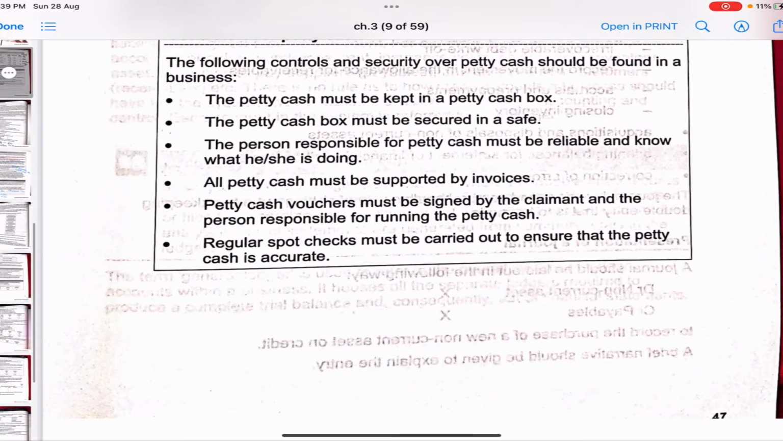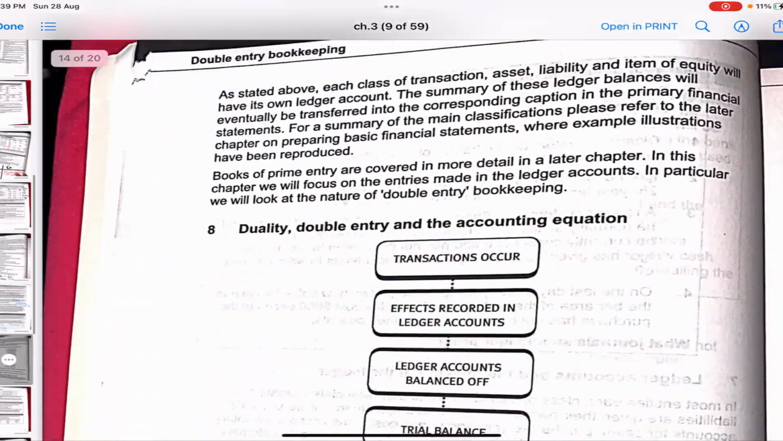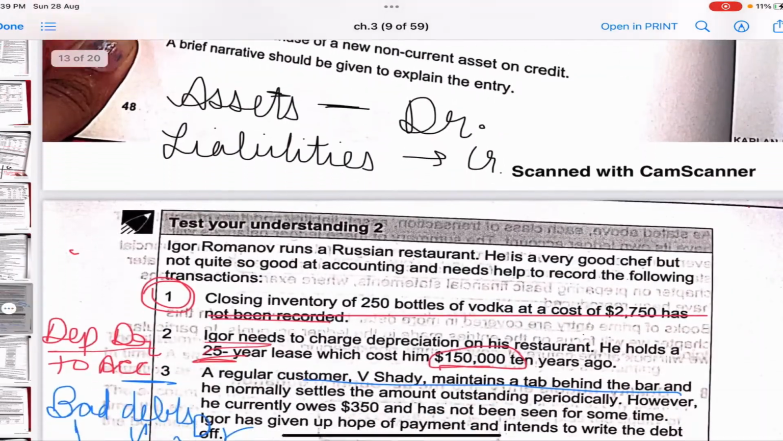Let's start with where we left off. Right, so let's start with the petty cash book.